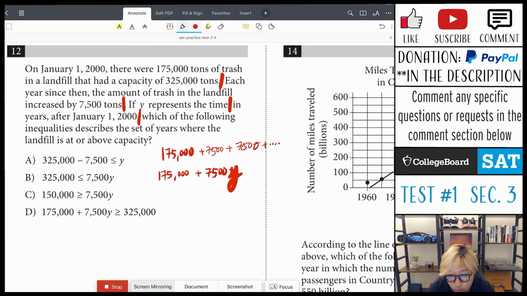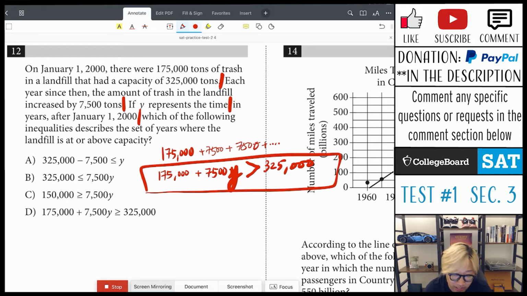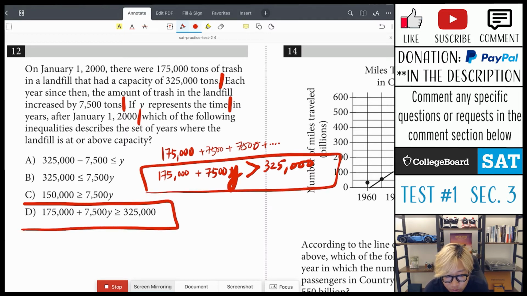Okay, so if y represents the time in years after January 1st, 2000, which of the following inequalities describes a set of years where the landfill is at or above capacity? This thing is greater than or equal to the capacity, which we were given, 325,000. And if you look at this, I don't really need to solve for anything because that exact inequality is in the answer choice D.